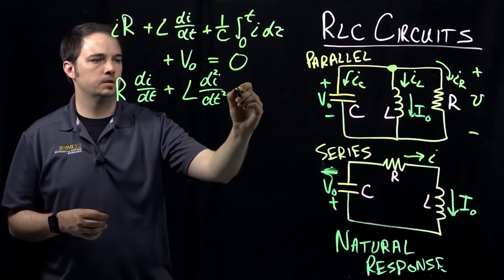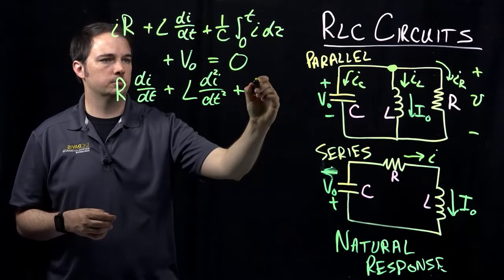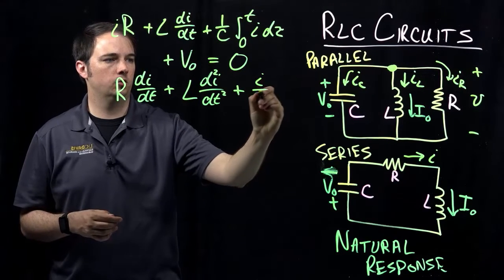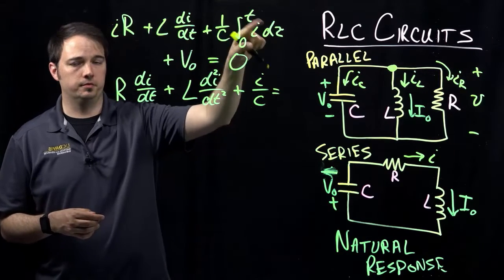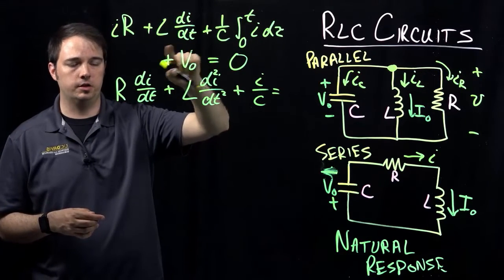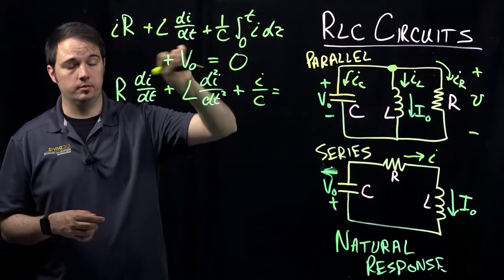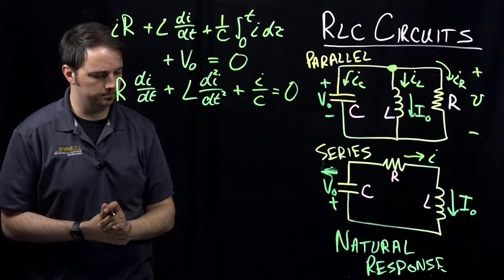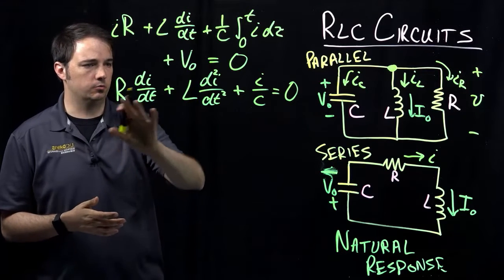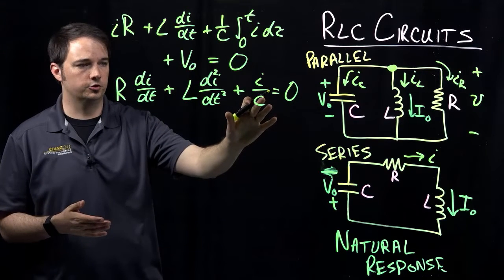Okay. And then here I would just be left with I over C by taking the derivative of this integral. And of course, again, V naught here is a constant. So taking the derivative of that just gives me 0, so that doesn't factor into the equation any longer here. Equals 0. So now again, we already see we have our second order differential equation.